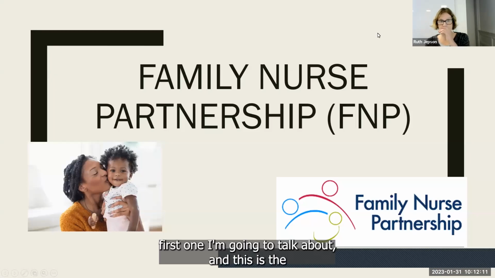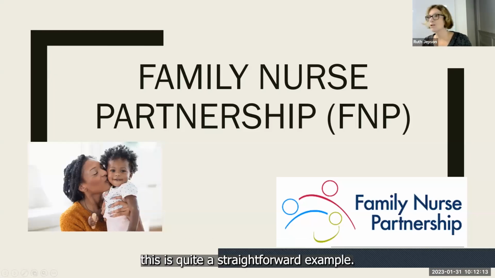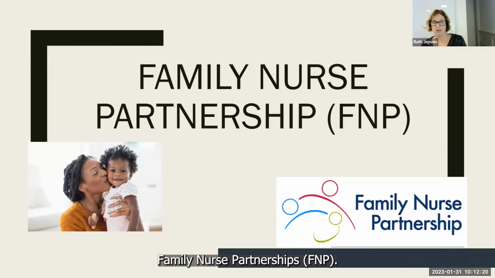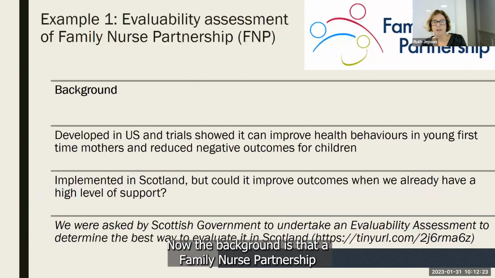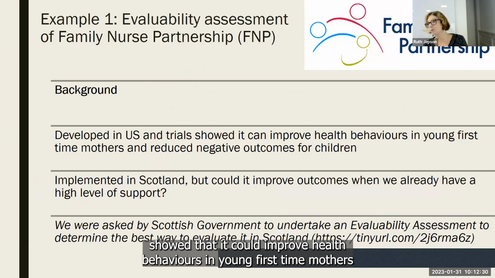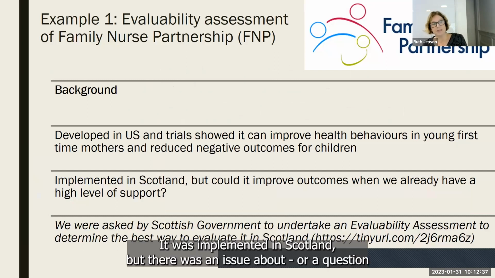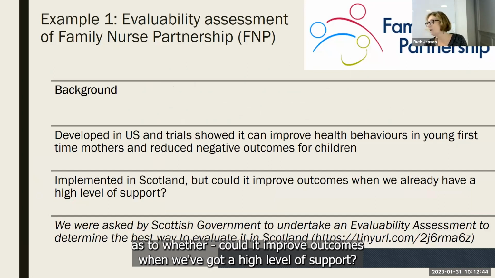So the first one I'm going to talk about is quite a straightforward example. It wasn't the first one we did, but this is the example of family nurse partnerships. Now, the background is that the family nurse partnership was developed in the US, and trials over there showed that it could improve health behaviours in young first-time mothers and also reduce negative outcomes for children. It was implemented in Scotland, but there was a question as to whether it could improve outcomes when we've got a high level of support.